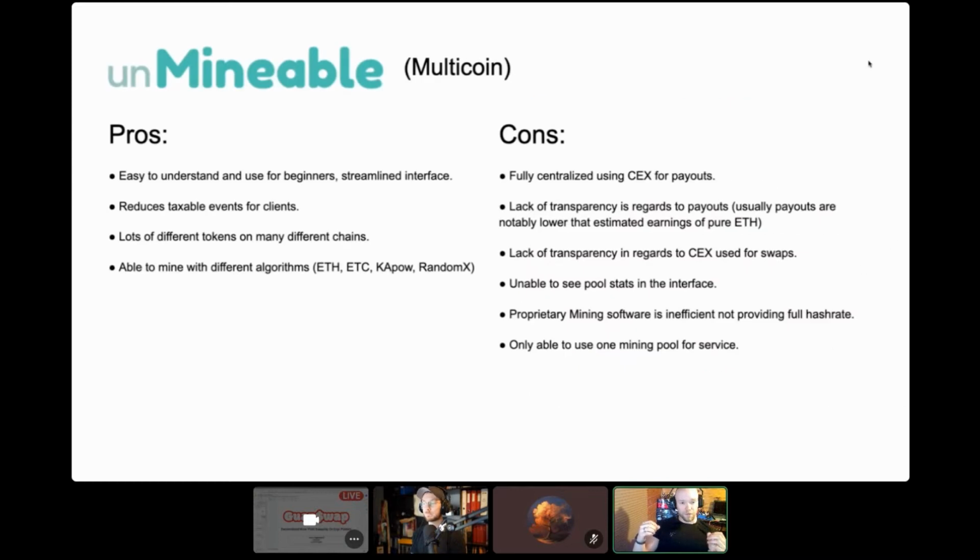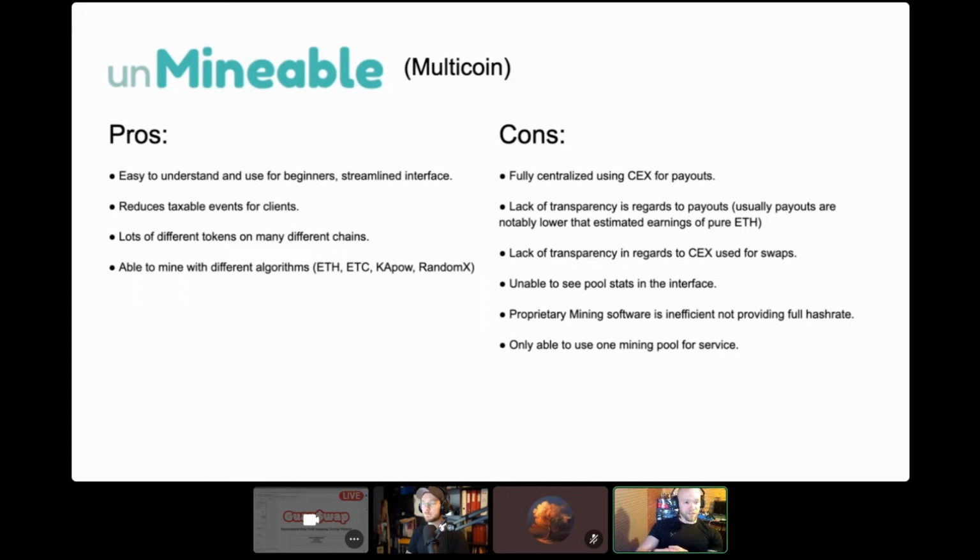Unminable is very easy to understand and use for beginners. It's a very streamlined interface. It reduces the taxable events for its clients, just like GuapSwap does. It has lots of different tokens, and you can mine different algorithms with it, not including Ergo. So you can mine ETH, Ethereum Classic, Kapow or Raven, and RandomX, which is Monero.